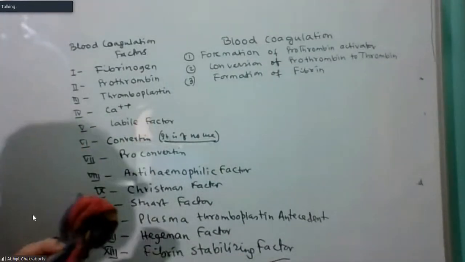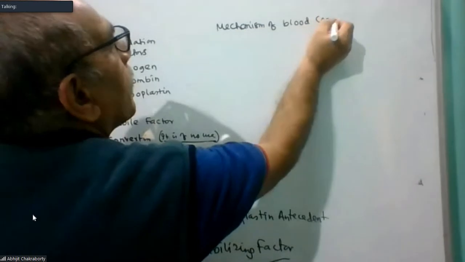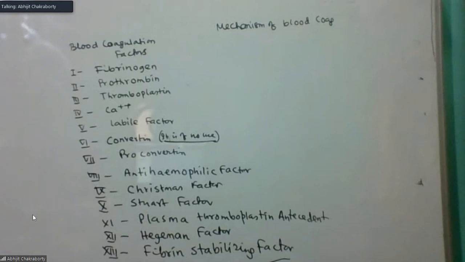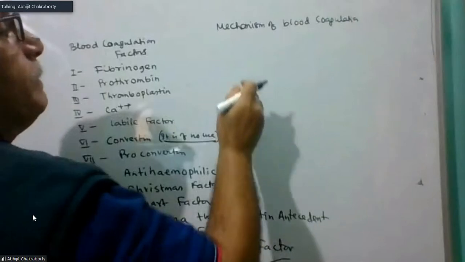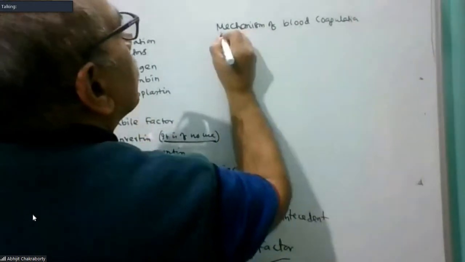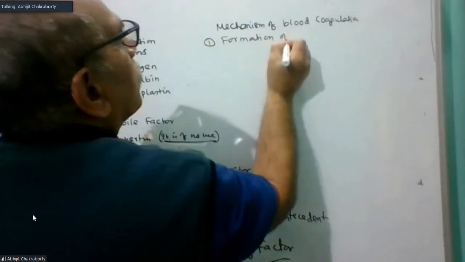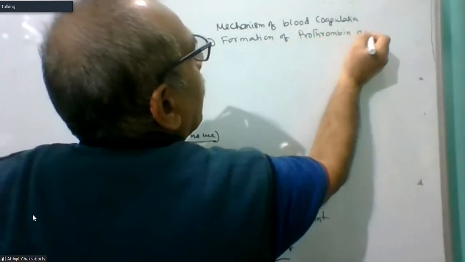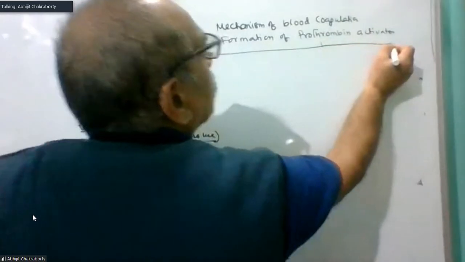Blood coagulation: formation of prothrombin activator. It is produced by two pathways.